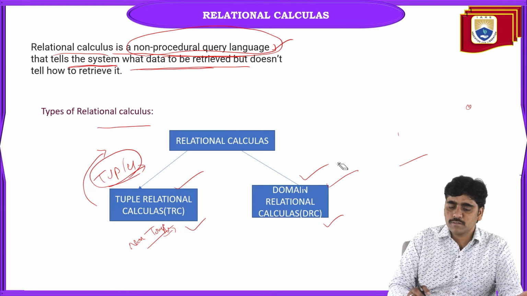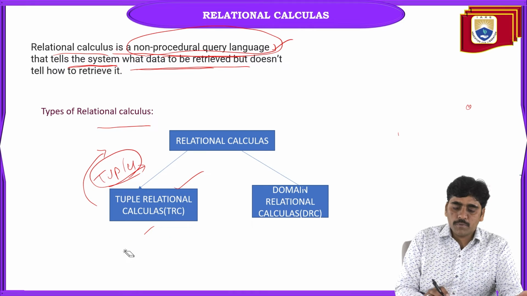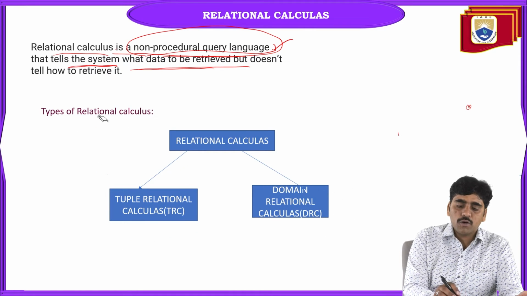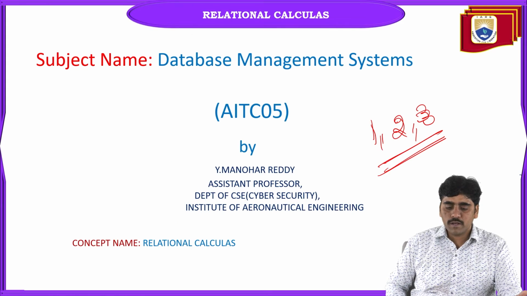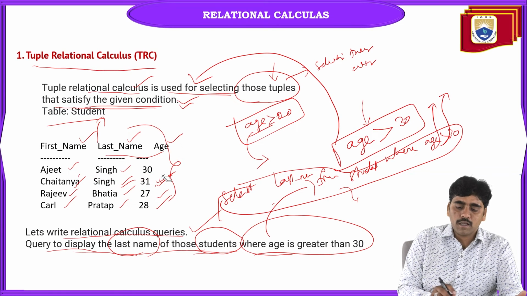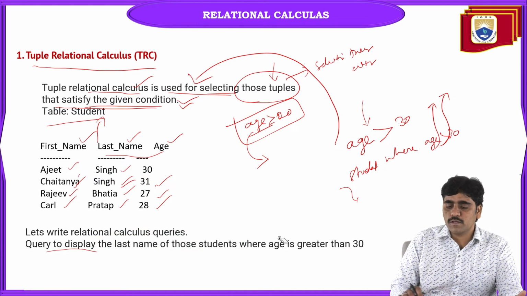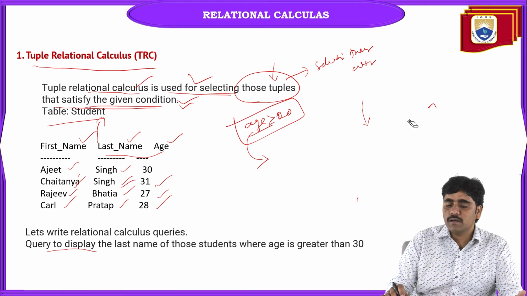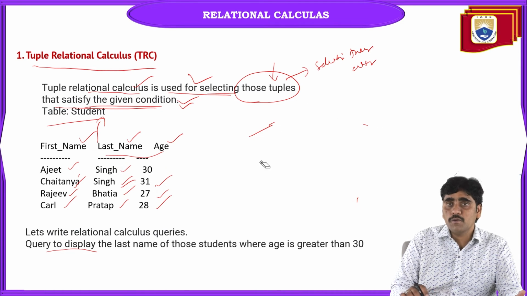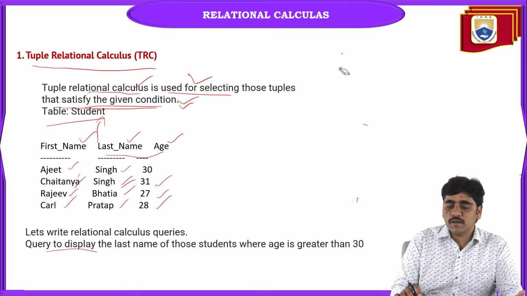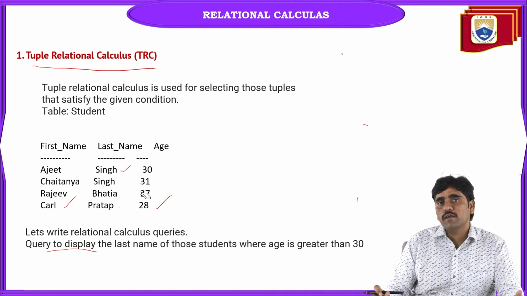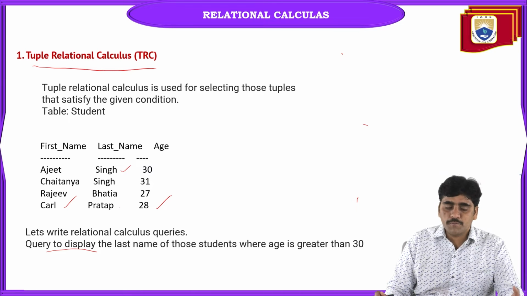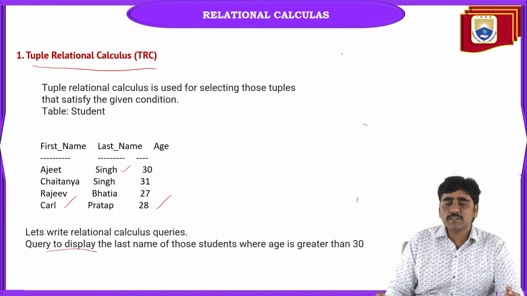There are two types of relational calculus. One is tuple relational calculus, and the second one is domain relational calculus. How can we understand tuple relational calculus? You have to mention what you want to display, such as first name, last name, age, on what condition you want to display, and from which table you want to display. These three you have to mention.